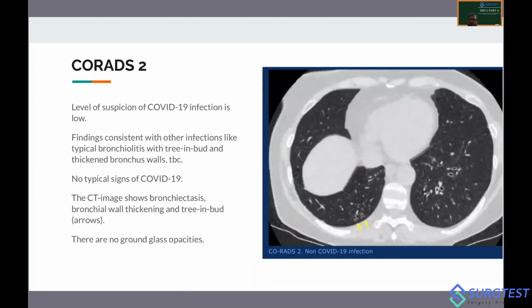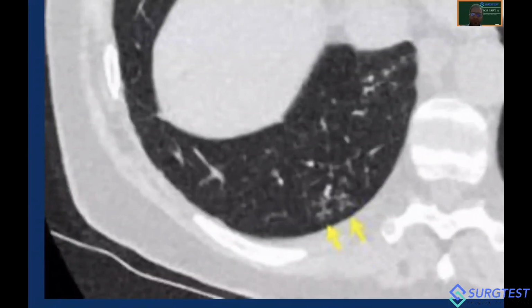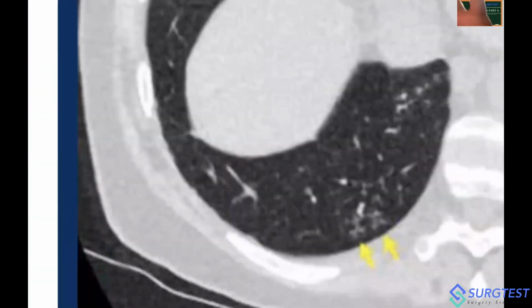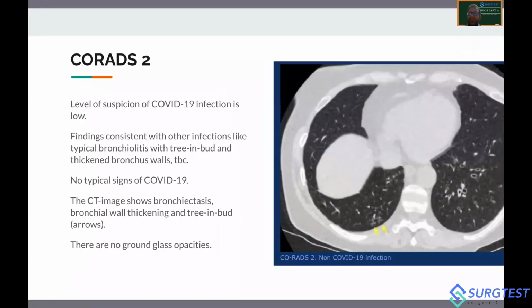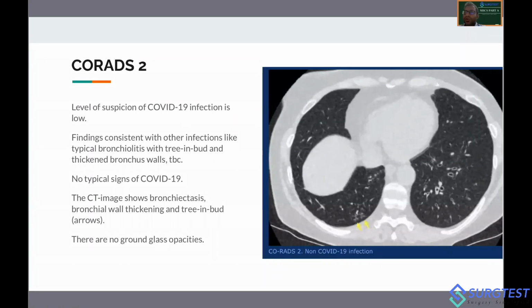So this is CORADS 2. Here, it could be COVID, but the level of suspicion of COVID-19 infection is pretty low. There is suspicion of bronchiolitis, the classical bronchiolitis tree in bud appearance, as you can see over here, the yellow arrow. The tree in bud appearance is seen in COVID-19 also, but it is also present in all forms of bronchiolitis. Remember, the most important thing in CORADS 2 is that there are no ground glass opacities at all.